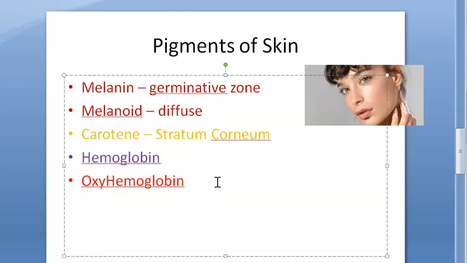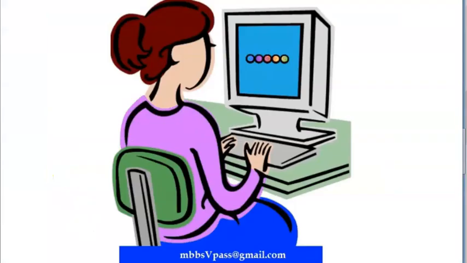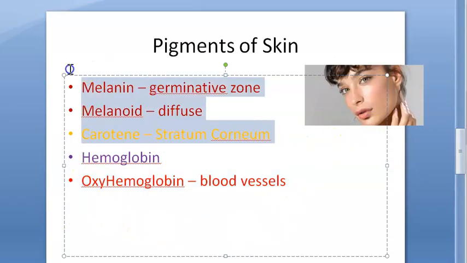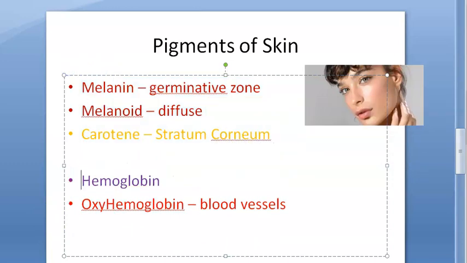And where is this present? Oxyhemoglobin is present in the cutaneous vessels, that is in the blood vessels which are very superficial in your skin. Skin is cutaneous, you can say cutis. Okay, so this is what the textbook says as pigments of skin, where I would say this is not at all a pigment of skin if it is in the blood vessel. These three definitely seem like pigments of skin, right?